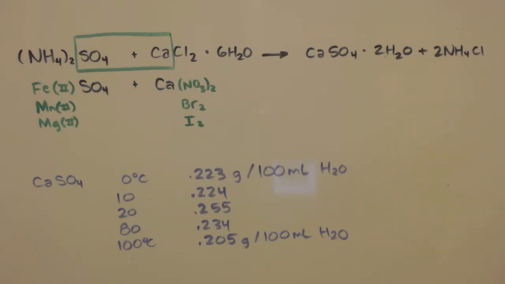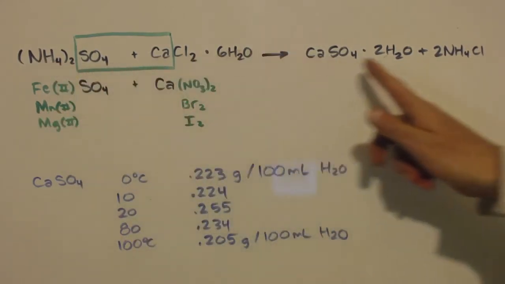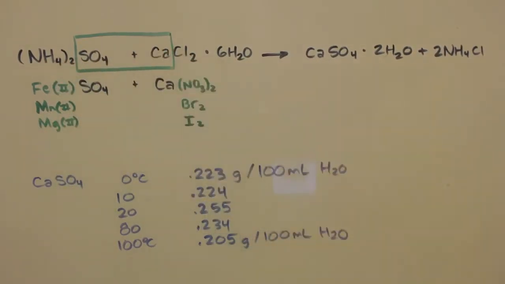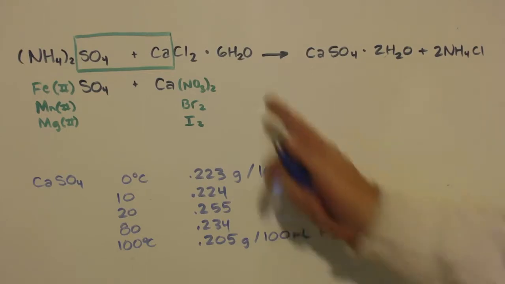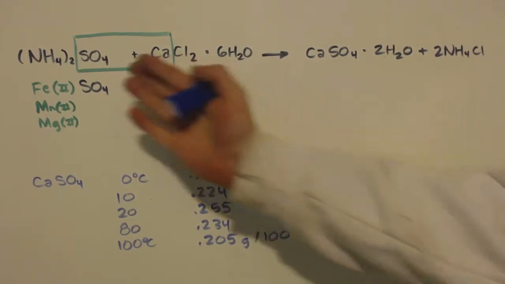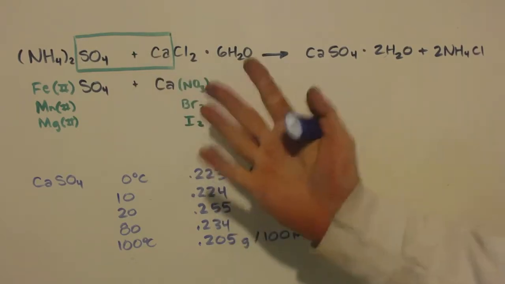But before we get into that, I want to talk a little bit, because this is an important reaction, at least to me. It seems like an important reaction, because here's our equation, how we're going to make it. We've got some ammonium sulfate, and we just made some calcium chloride hexahydrate in the last video. That's the whole reason we made it.